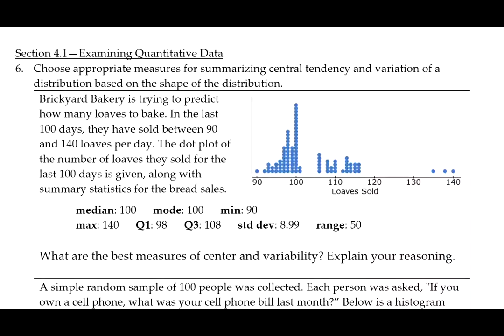The dot plot of the number of loaves they sold for the last 100 days is given, along with summary statistics for the bread sales. What are the best measures of center and variability? Explain your reasoning. The measures of center and variability depend upon shape.